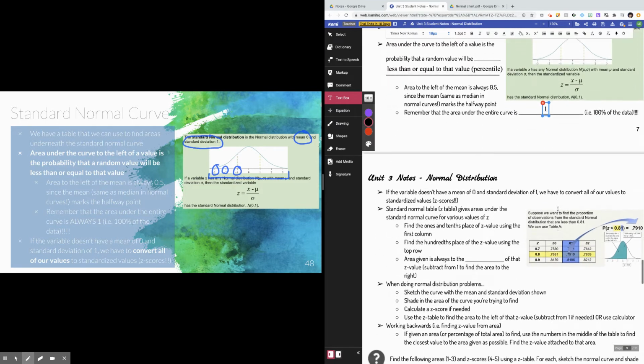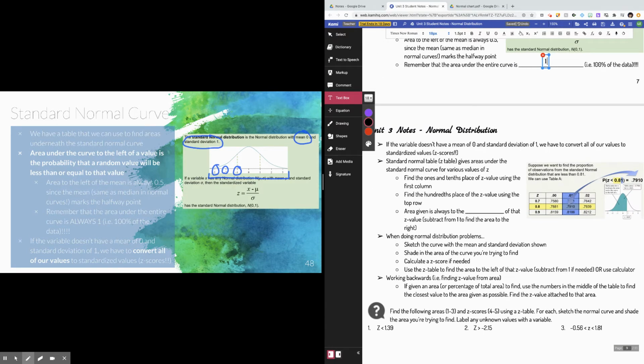If our variable doesn't have a mean of 0 or a standard deviation of 1, we have to take all of our values and convert them to standardized values, which are z-scores. The reason we have to do that is so that we can use our standard normal tools that we wouldn't otherwise have access to.